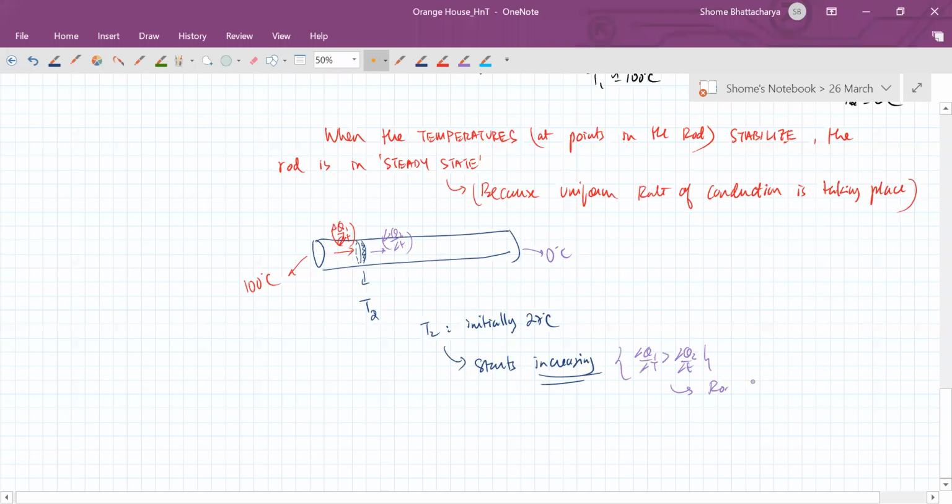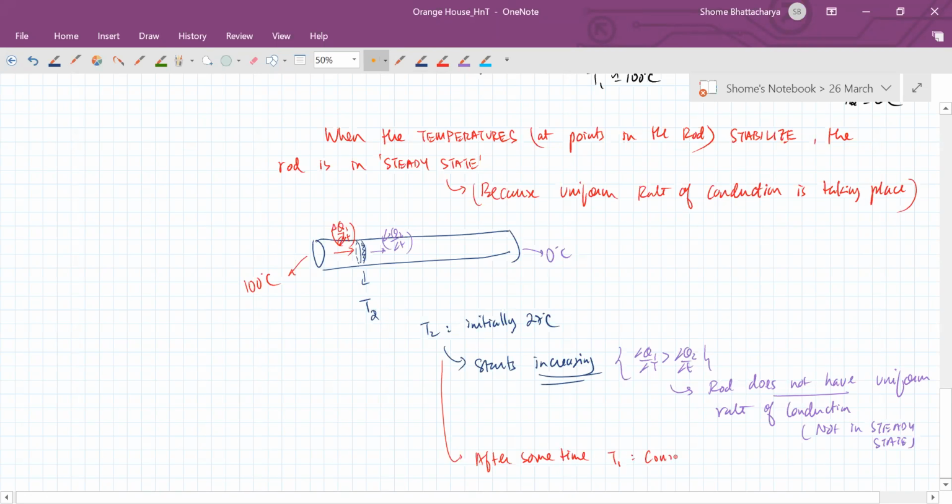So that means the rod does not have uniform rate of conduction. So it is not in steady state. Okay. But after some time, T1 becomes constant. Suppose T1 becomes constant at 75 degrees C. Suppose I'm saying. Okay. So at that point of time, what is happening?